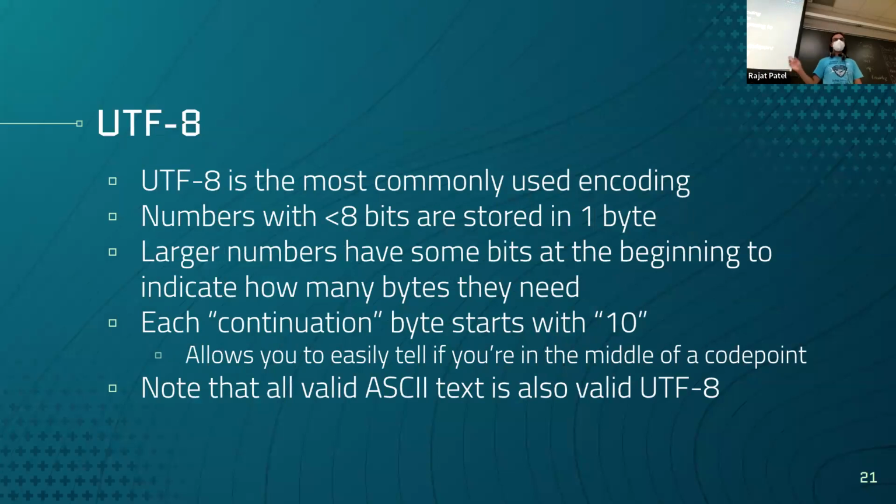So UTF-8 is the most commonly used encoding. In UTF-8, numbers with less than 8 bits are just stored in 1 byte as is. Larger numbers have some bits at the beginning to indicate how many bytes they need. For example, if a number needs 2 bytes, it'll start with 2 1 bits and then a 0 bit to let you know it needs 2 bytes. And then each continuation byte starts with a 1 0. That's technically not necessary, but it allows you to easily tell if you're in the middle of a code point, like if you just get a pointer to some random part in the middle of some UTF-8 text.